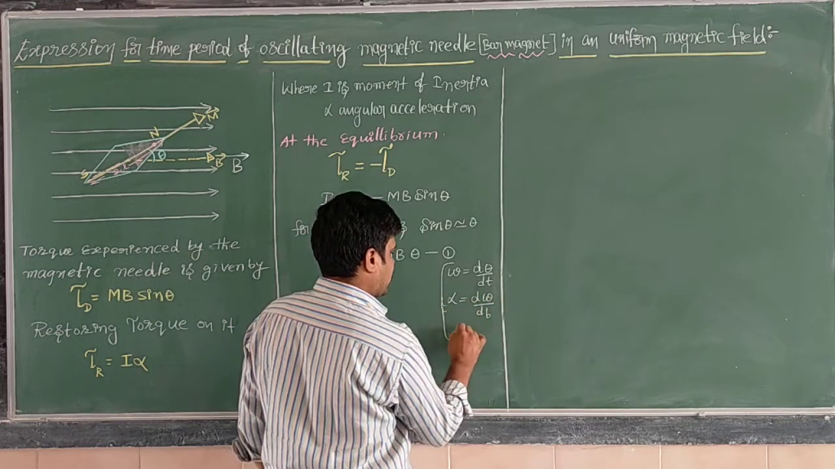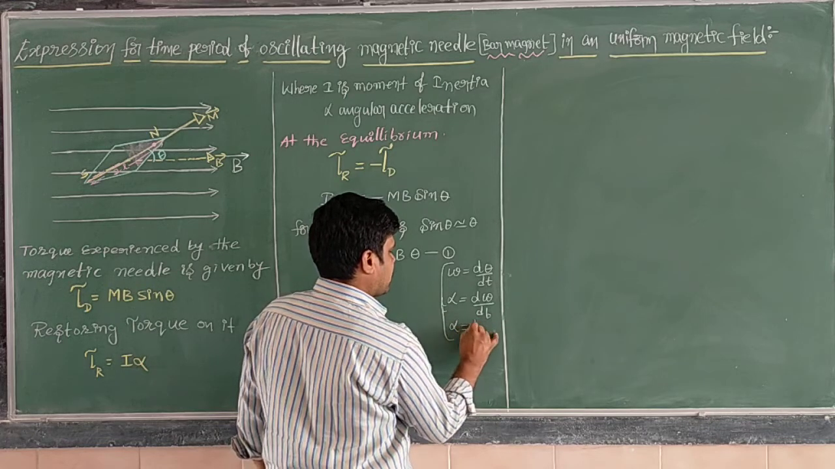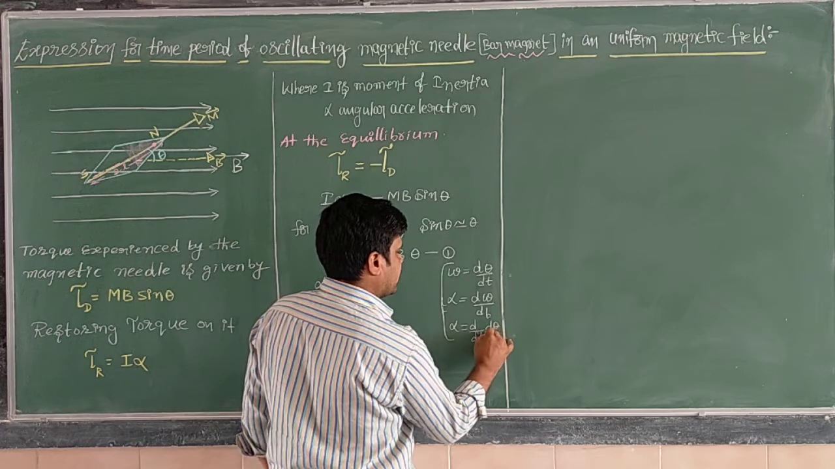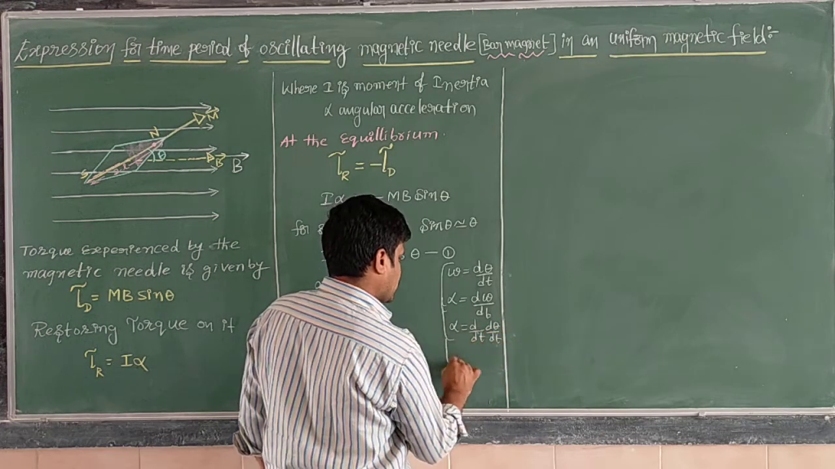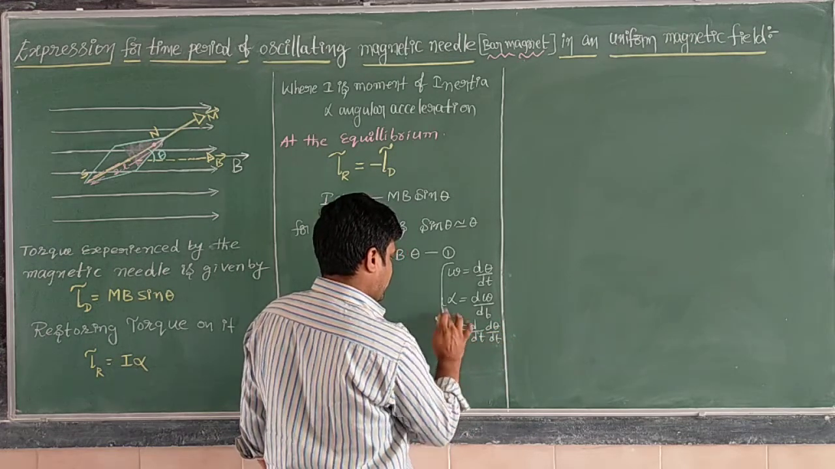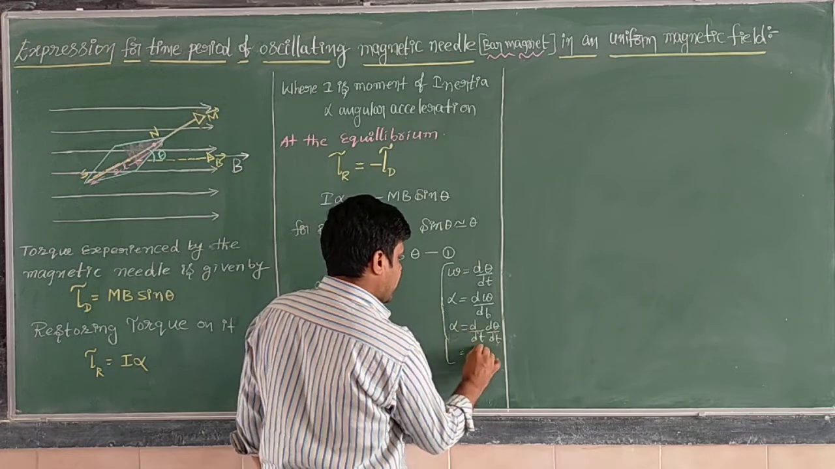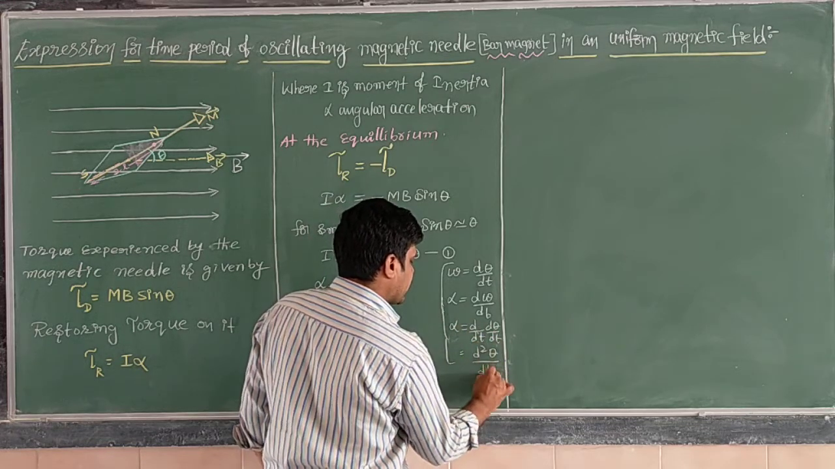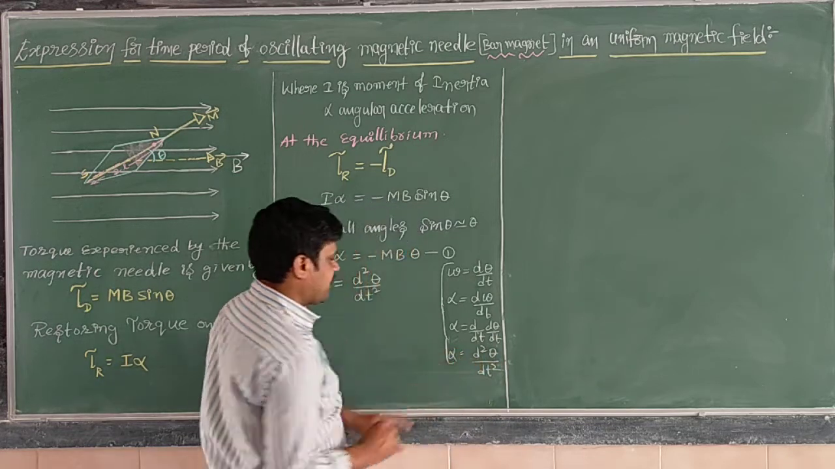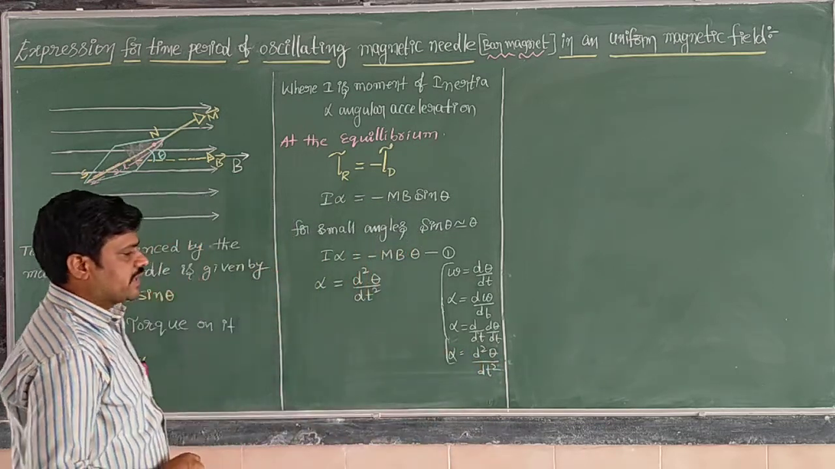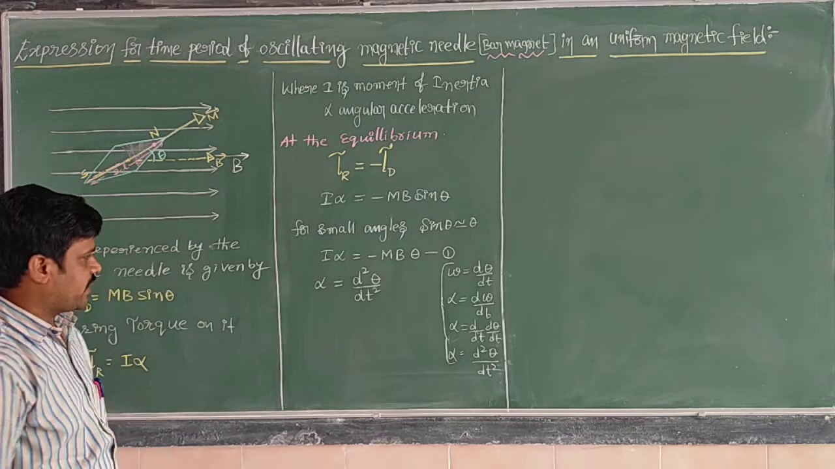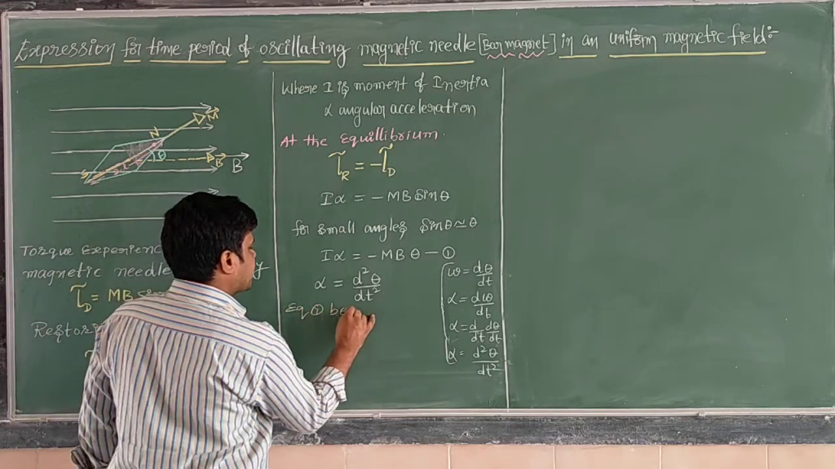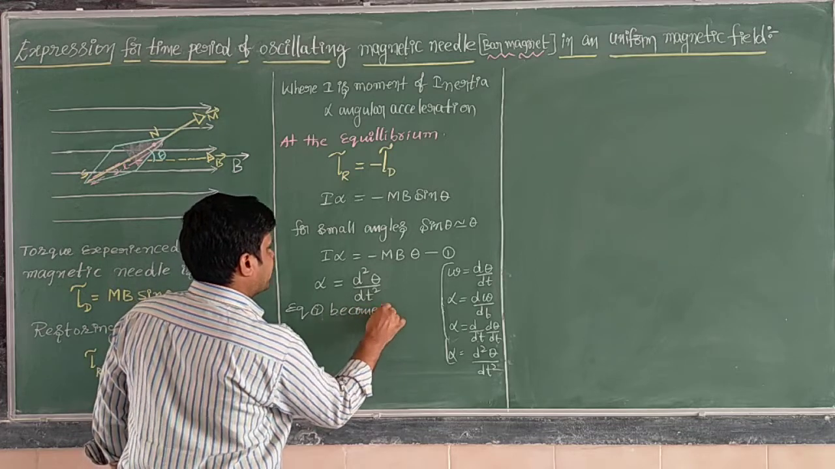We can write angular acceleration d by dt of omega, which is nothing but d by dt of d theta by dt. So d square theta by dt square. So alpha is equal to what I can write? d square theta by dt square I can write. So equation 1 becomes here.